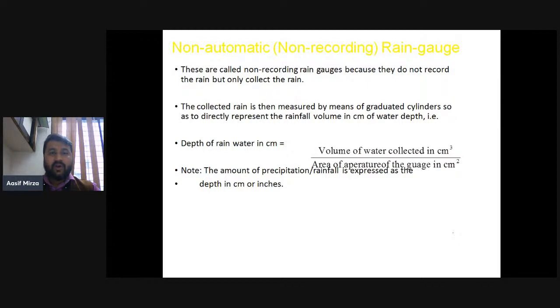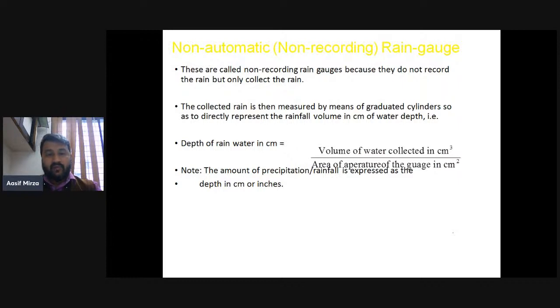First we will take the non-automatic, non-recording rain gauge. These are called non-recording rain gauges because they do not record the rain but only collect it. After collection, we have to measure it using some formula. The collected rain is measured by means of a graduated cylinder, so as to directly represent the rainfall volume in centimeters of water depth.